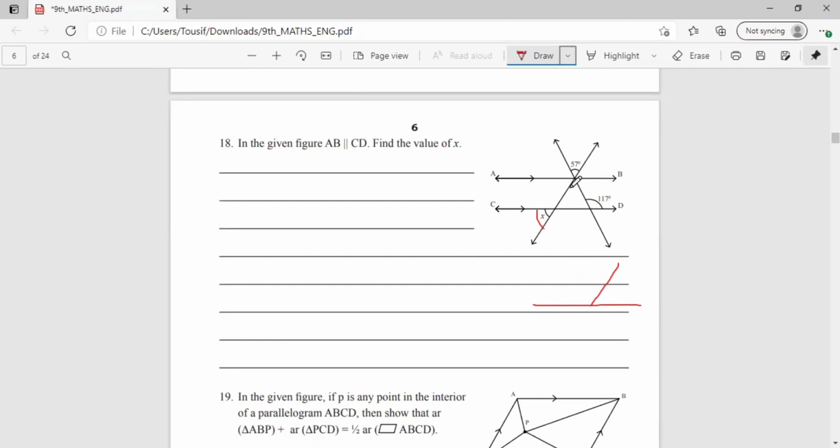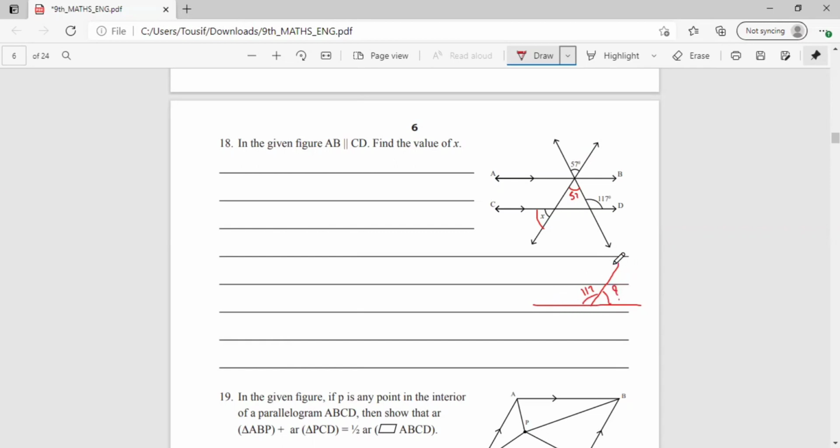So this angle will be 57 itself because of the vertically opposite angles property. Beside it is 117. Here it is 117. Now this other value, we don't know that value.